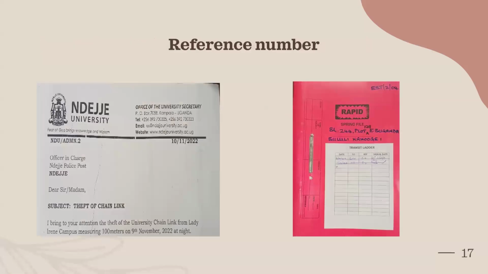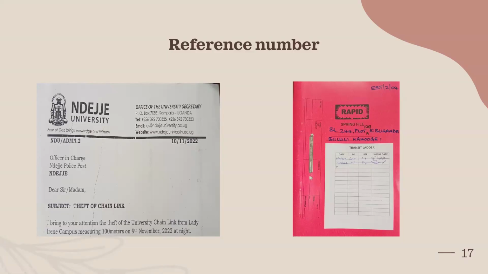So these are just pictures to show you reference numbers. Now you can look at this. This is a document that was created in 2022. It has a logo, a university logo. It has the address where this university is located. Then it has a reference number that you can see. It has NDU, meaning this record is from Indeja University. It is from the admin's office, and it is record number 2.